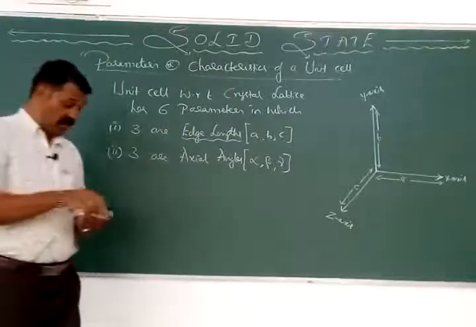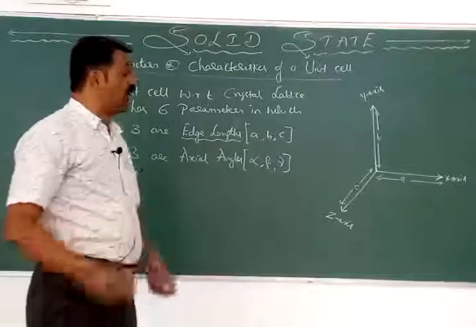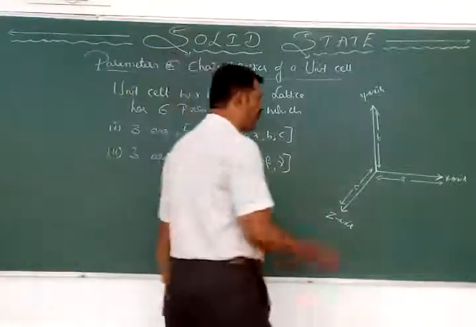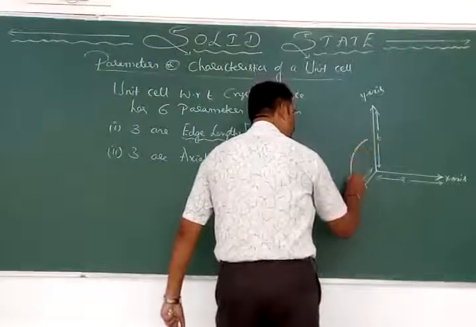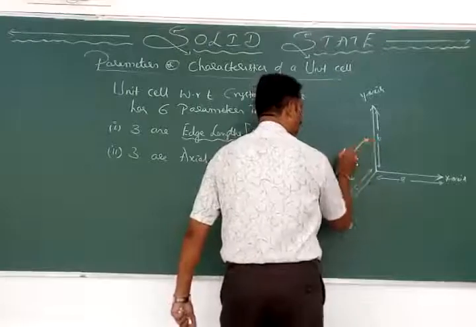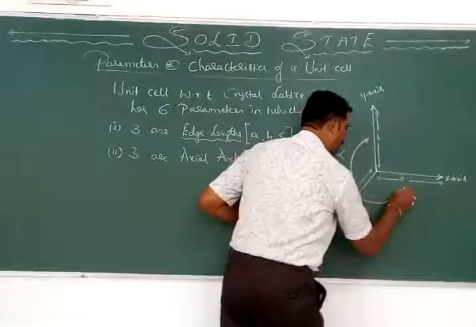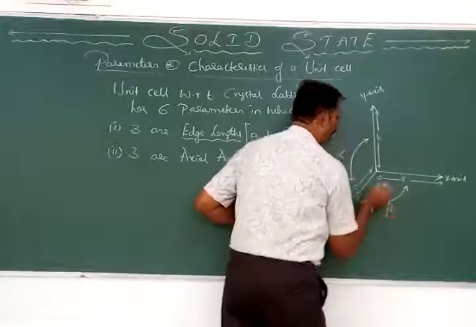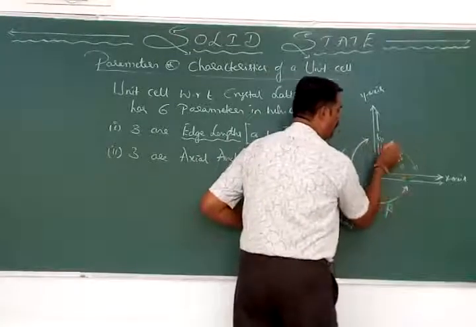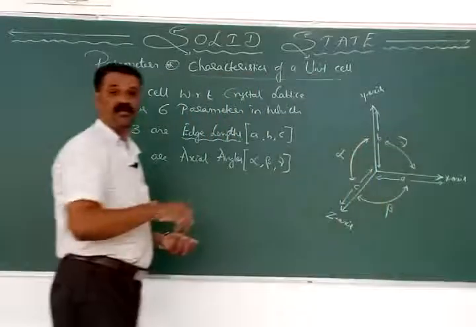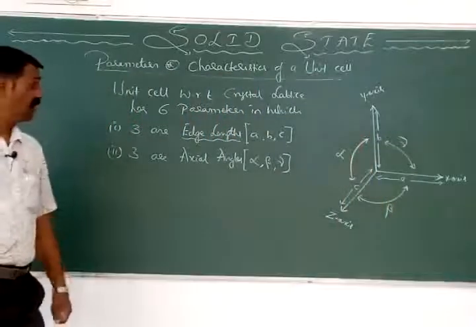Then we have the 3 axial angles. The angle between B and C is called alpha. Between C and A, it is beta. Between A and B, it is gamma. So they are the axial angles.